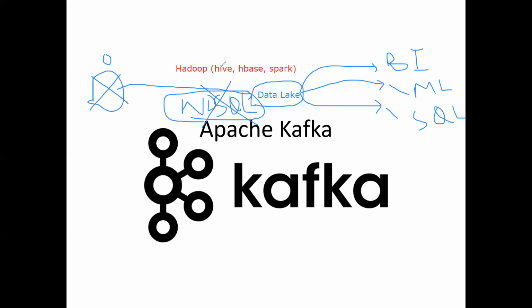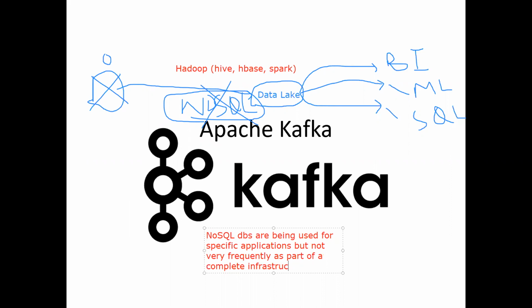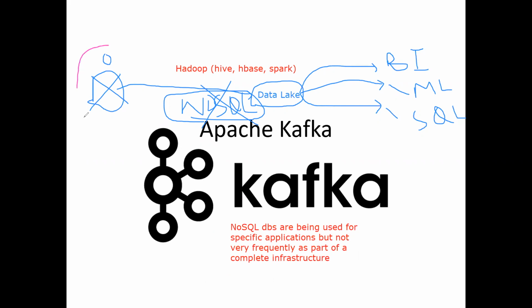So that is the disadvantage. NoSQL databases are being used for specific applications but not very frequently as part of a complete infrastructure. So that's a huge blow, right? Because much of the data which is being stored here in Oracle and the other databases can be easily queried and managed through MongoDB. I'm talking about the big data.